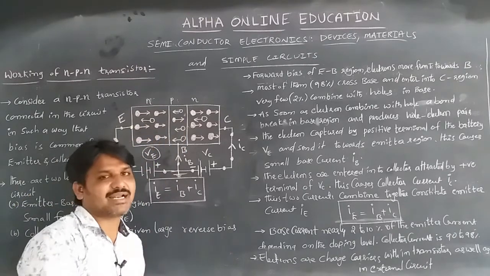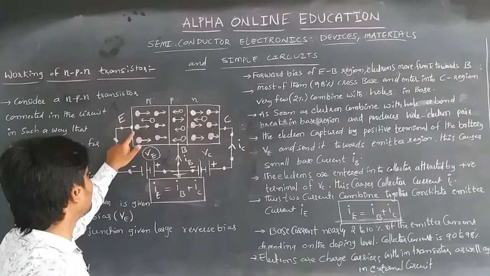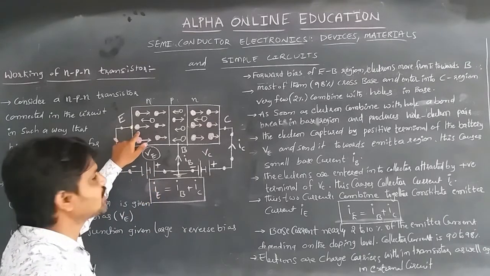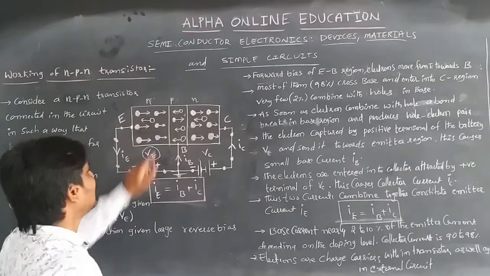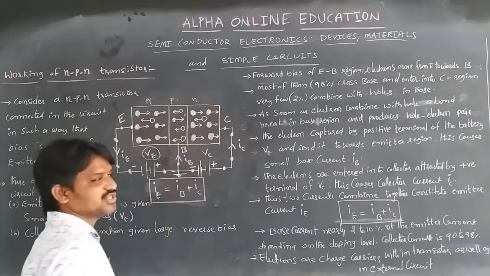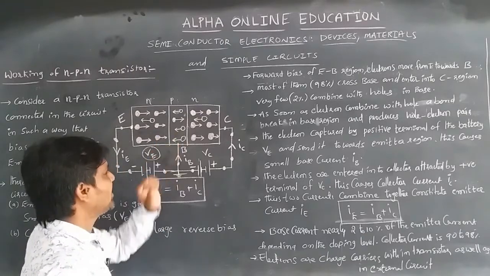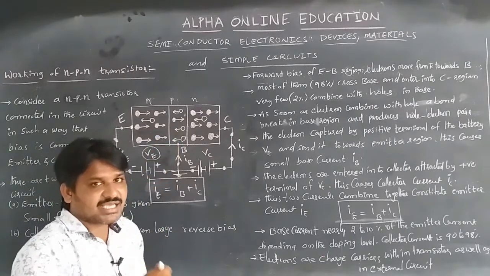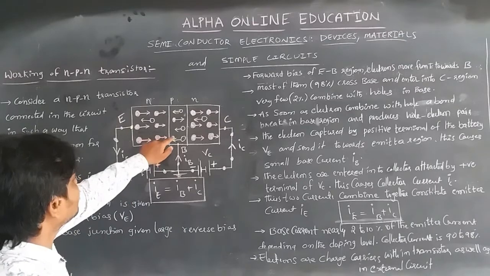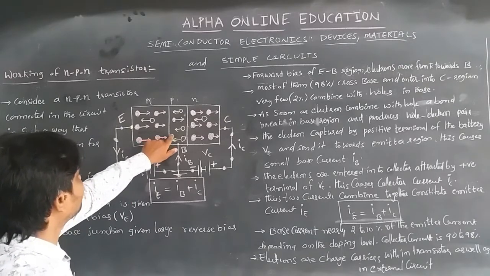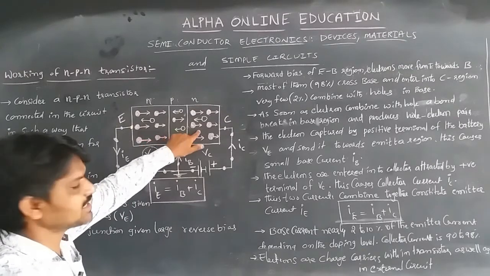The emitter emits electrons due to the forward bias. This one is negative, and this is also an N-type emitter. Due to the repulsion, the electrons move towards the base-emitter junction, jump across the junction, and enter into the base. Most of them are sent to the collector.